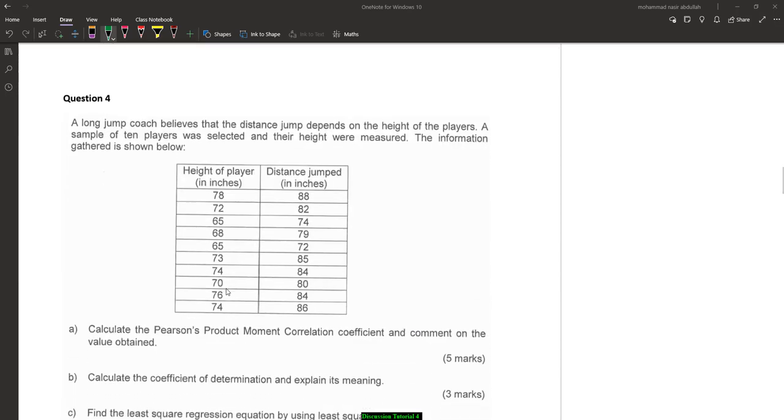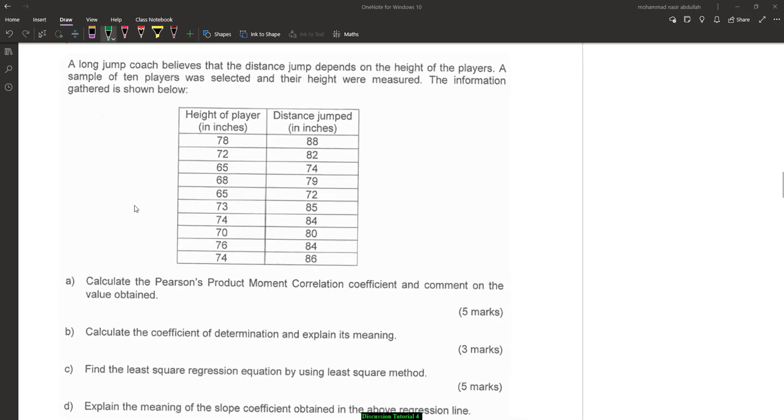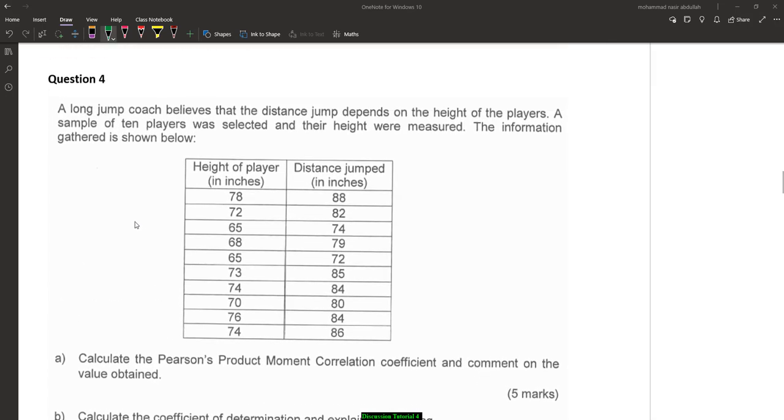Soalan yang lebih sama. Ni pun soalan yang sama. Calculate Pearson product moment correlation. Determine the coefficient of determination. Find the least square. Let's do this example, question number 4. Kita tengok example question number 4.